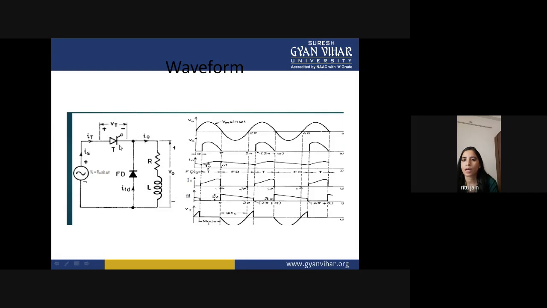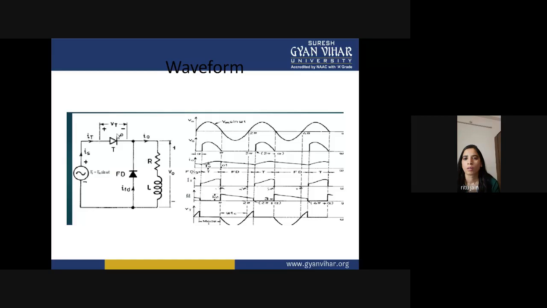So current will start to flow through this SCR because this is your positive half cycle. So SCR will conduct and the diode becomes reverse biased.